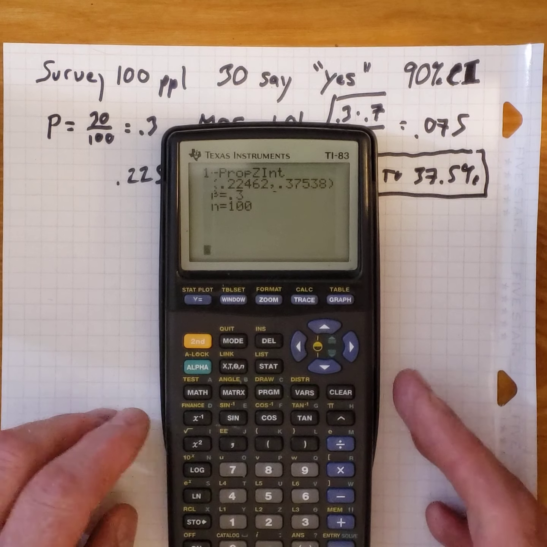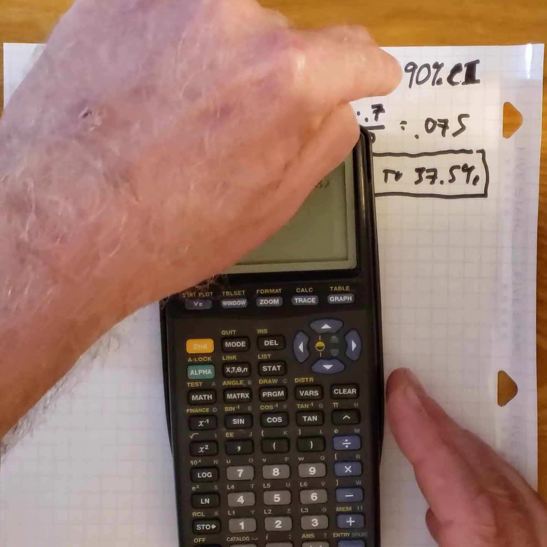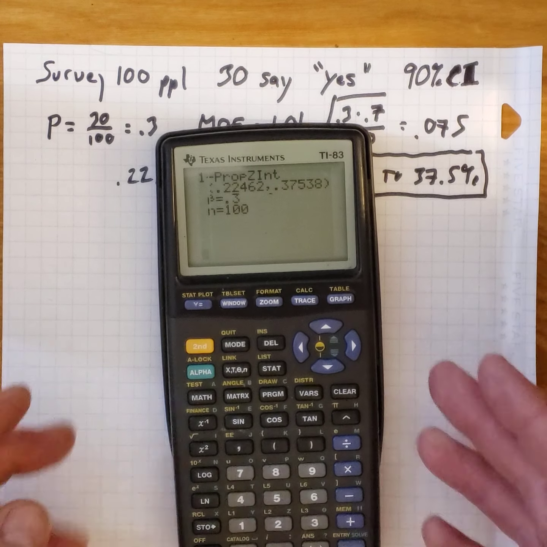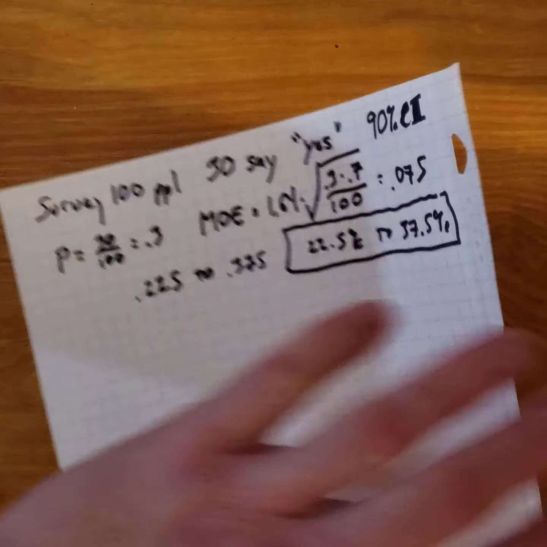All right, only three numbers you need to put in: the number that said yes, the number in the sample, and the percent confidence, or the confidence level we need. Okay, let's look at another one.